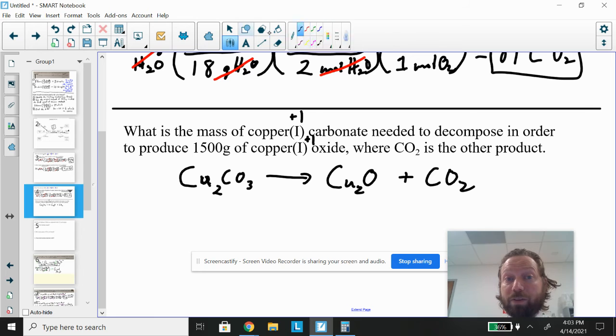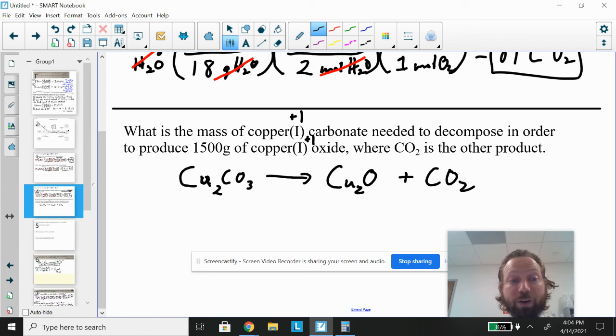It's not balanced yet, but the subscripts are correct. Now I need to balance. So let's just double check that it is. I'm looking and I notice that there's 2 coppers, there's 1 carbon, and there are 3 oxygens. So this is already balanced. I'm really happy about this. This is a little bit less work for us, right?